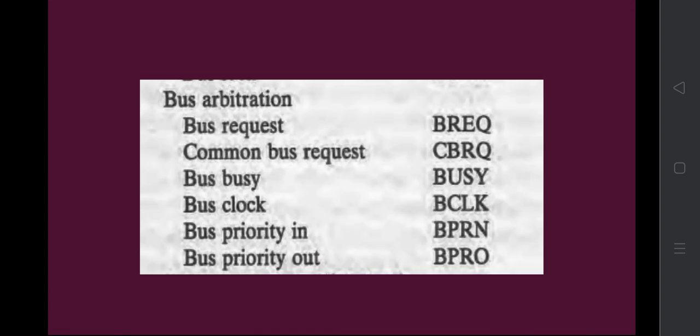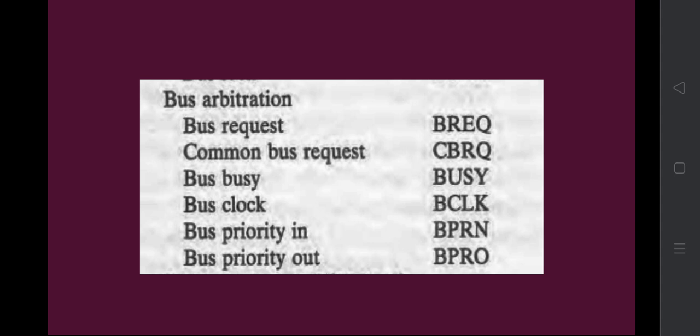Now let us see some signals of this bus arbitration. They are bus request and then common bus request. The bus request is the request given by a particular device, and there is always a common bus when there are multiple processors in this architecture. So the common bus is requested by the CBRQ signal, and the bus will be busy as well as idle. When the bus becomes busy, other processors cannot access the bus. So the bus has to give an indication as a busy signal.